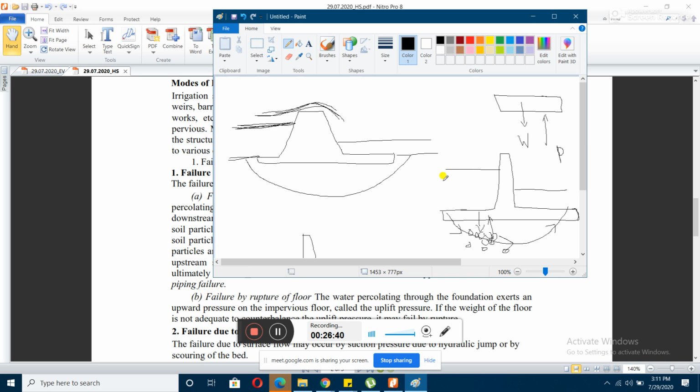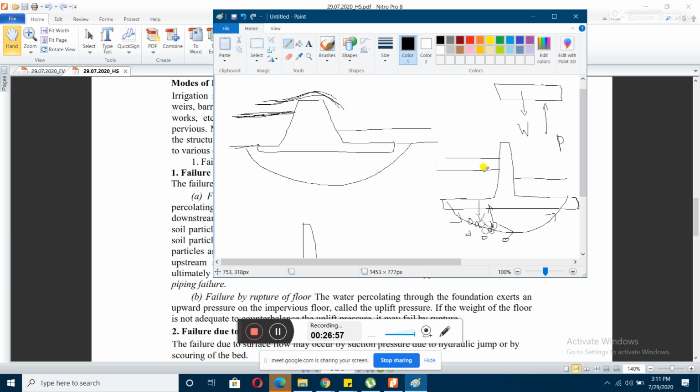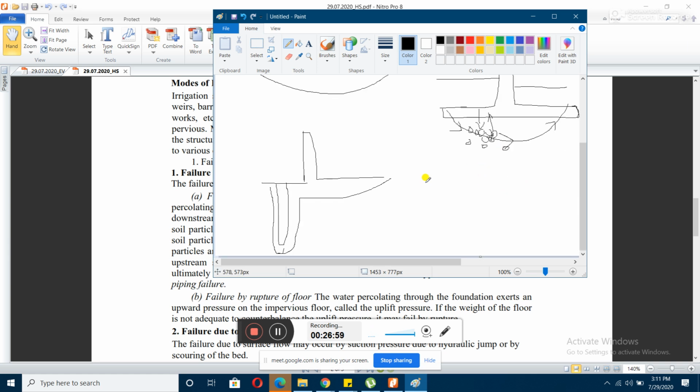The water head here has to travel a lot underneath, so the water level will come down because it has to cover a lot of distance within the ground. The head will be lost, so the difference of head will be less. As a result, the pore water pressure that develops will be less, and that results in less uplift pressure. Have you understood? This is the method we adopt in order to prevent uplift.